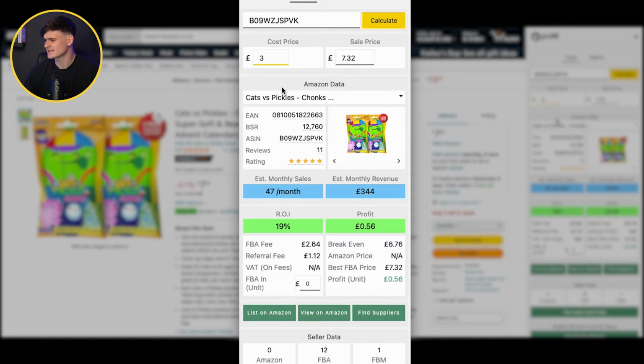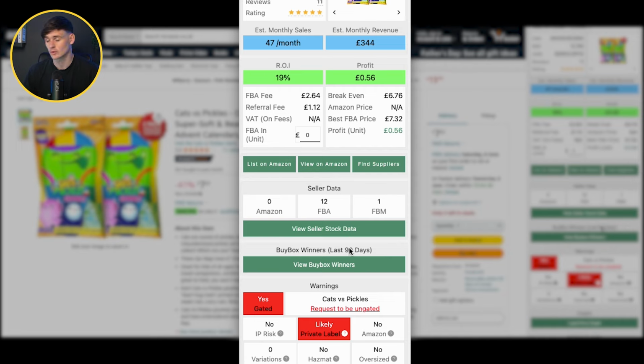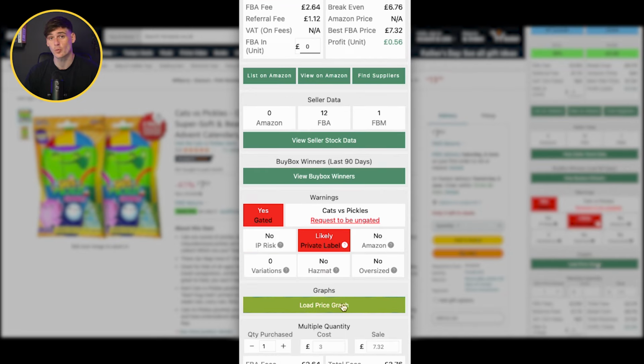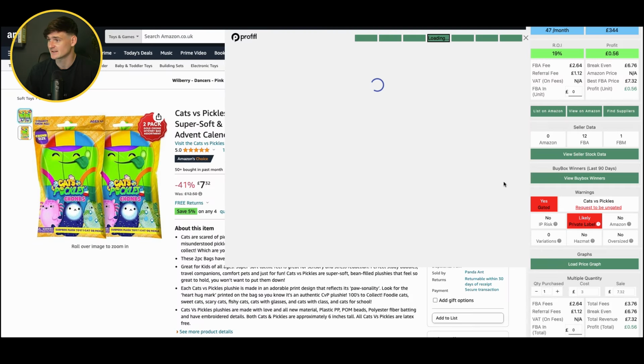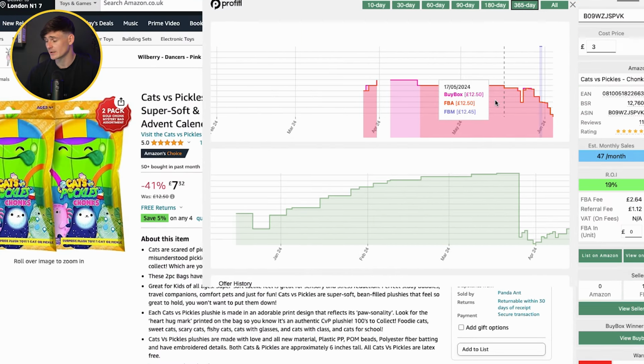Now straight away we can see this one's not a crazy return on investment, so we probably would leave this one anyway. But I'll just show you the things we're looking for on a price graph again, just so you can get a well-rounded view of how to actually use these. So we'll click load price graph. We'll go over the last year, and to be honest we don't have too much history on this because it looks like it's a newer item.